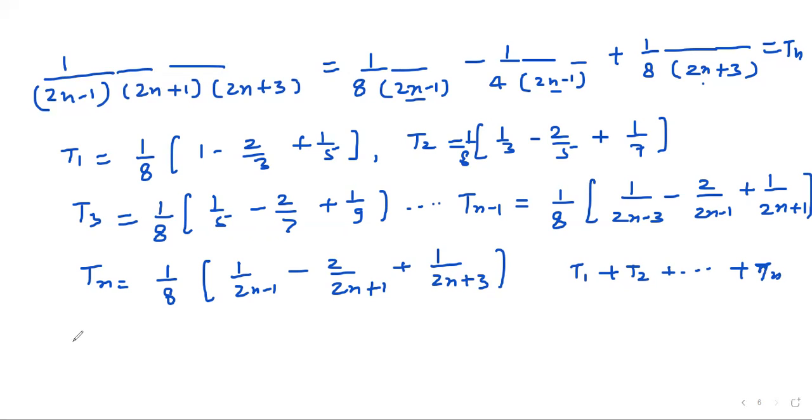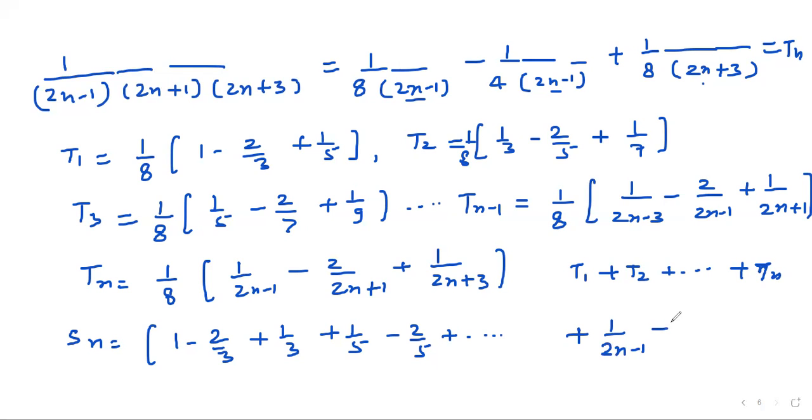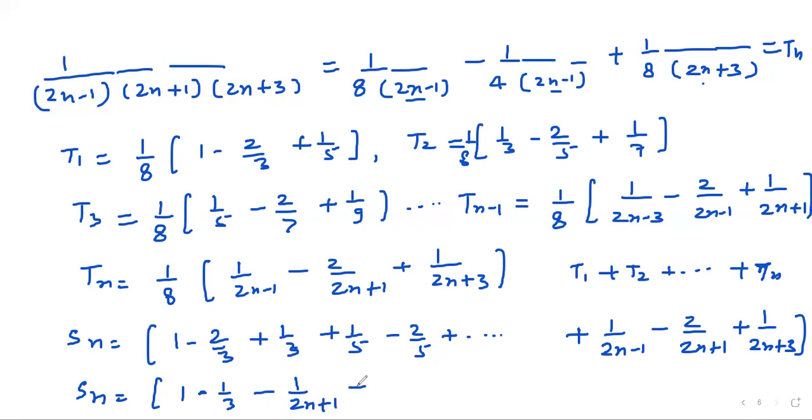So we write it as Sn. So Sn will be 1 minus 2 by 3 plus 1 by 3 plus 1 by 5 minus 2 by 5 and so on. So we write last terms 2n minus 1 minus 2 upon 2n plus 1 plus 1 upon 2n plus 3. So what do we observe? The terms in between will cancel out, we will be left with 1, and from here 1 by 3, 2 by 3, 1 minus 1 by 3, minus 1 upon 2n plus 1 plus 1 upon 2n plus 3.